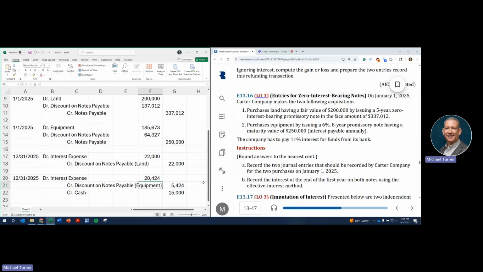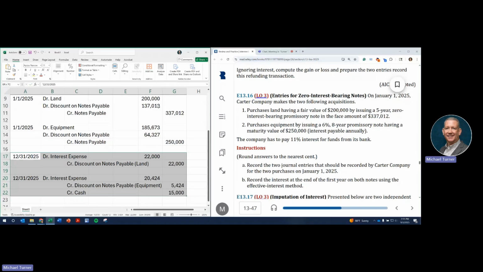So let's go over this last journal entry again, what's happening here. When we're recording, let's address both of them. Let's start with the first one. In the first one, as it relates to the land, we do not have any cash payment. Therefore, all the interest is being captured inside that discount on notes payable. And we can see how large that is compared to what it was for the equipment. This is about twice as large. So all the interest is held inside of the discount on notes payable.